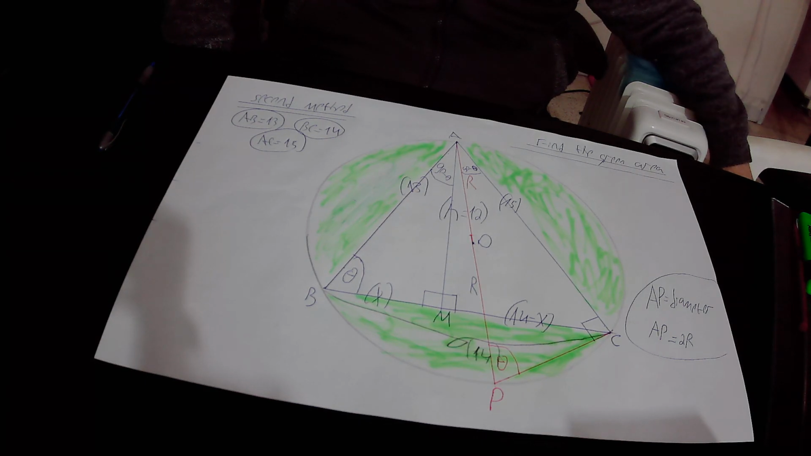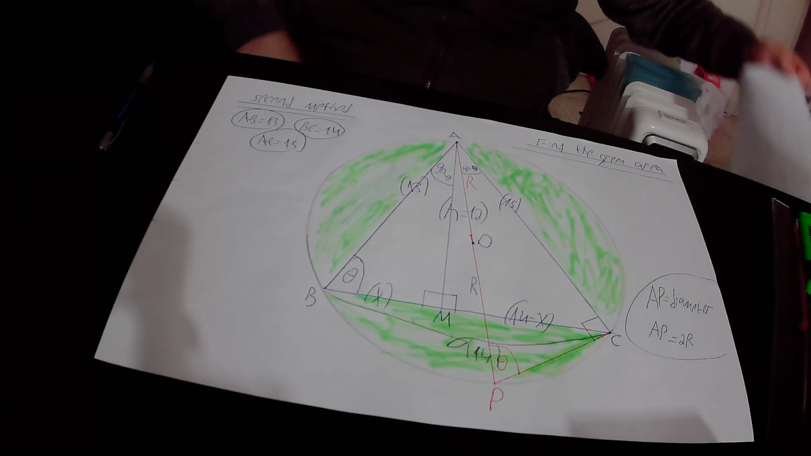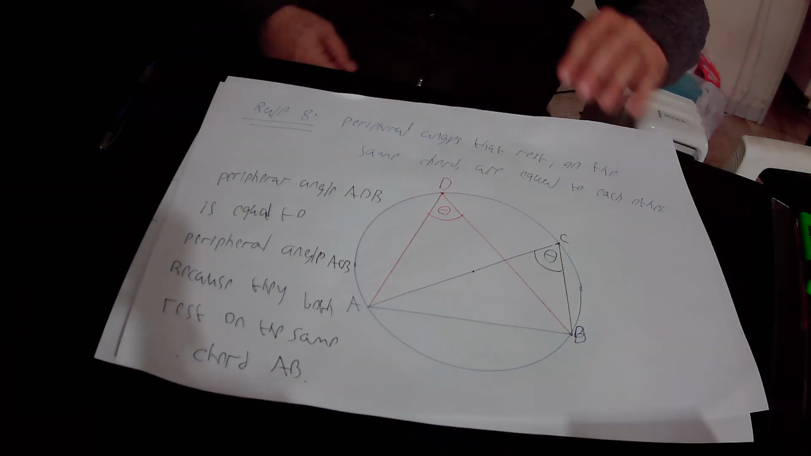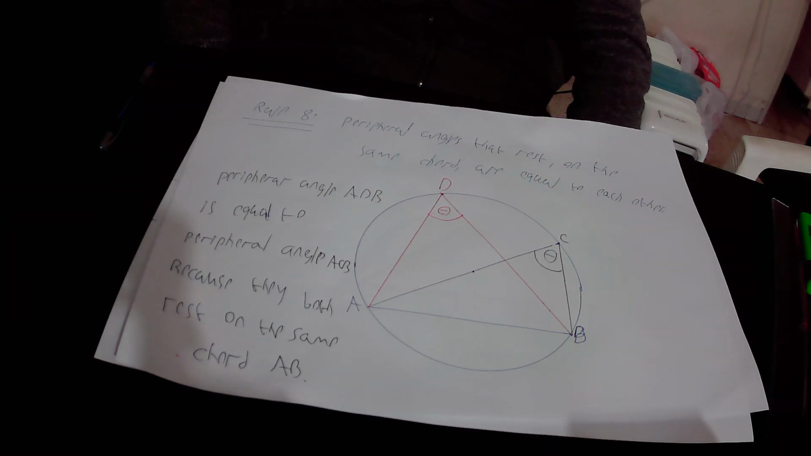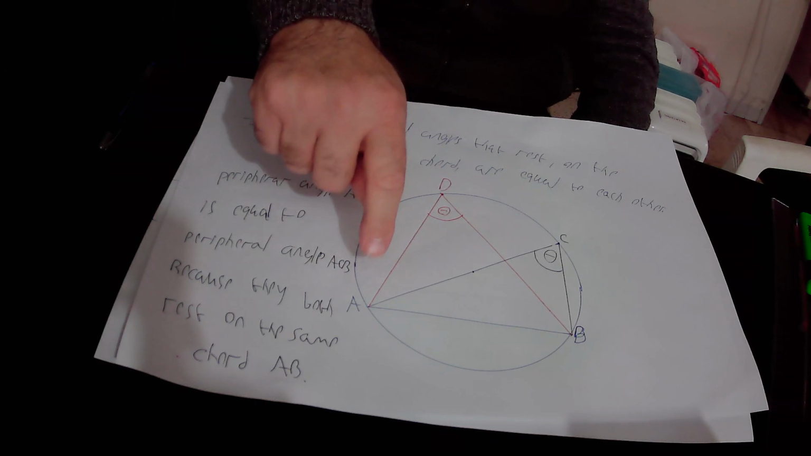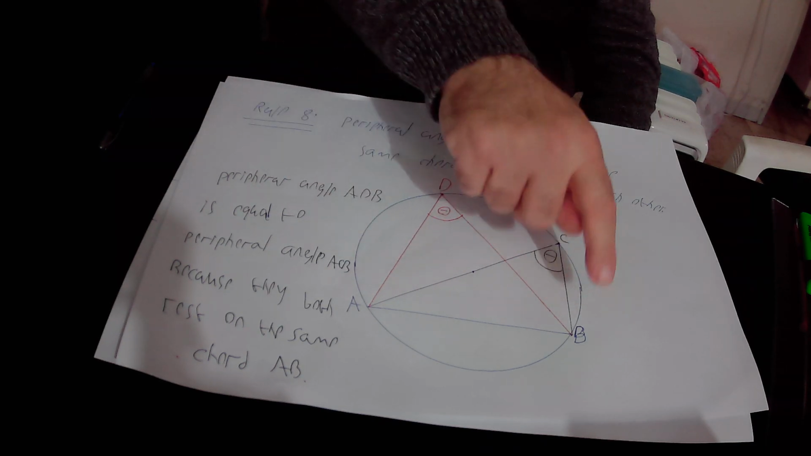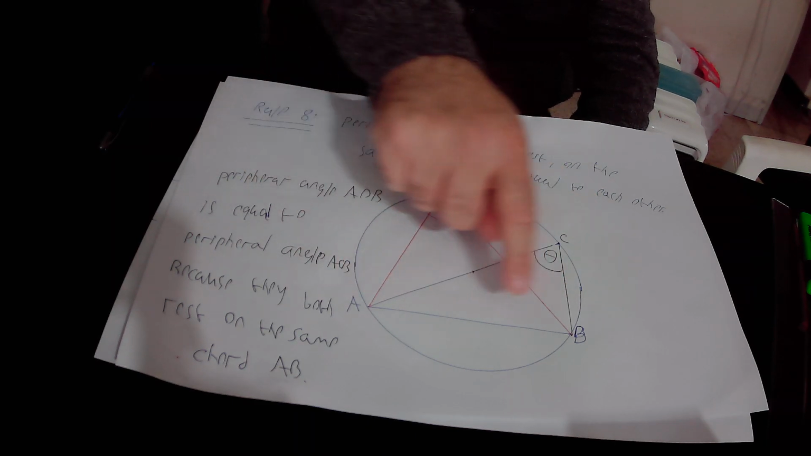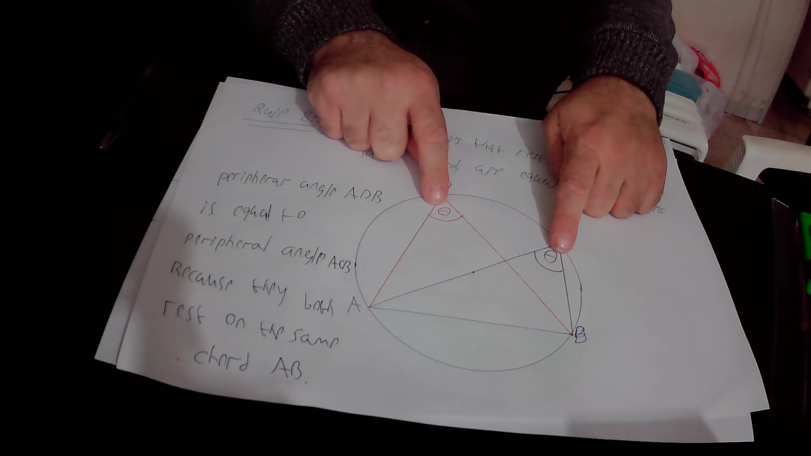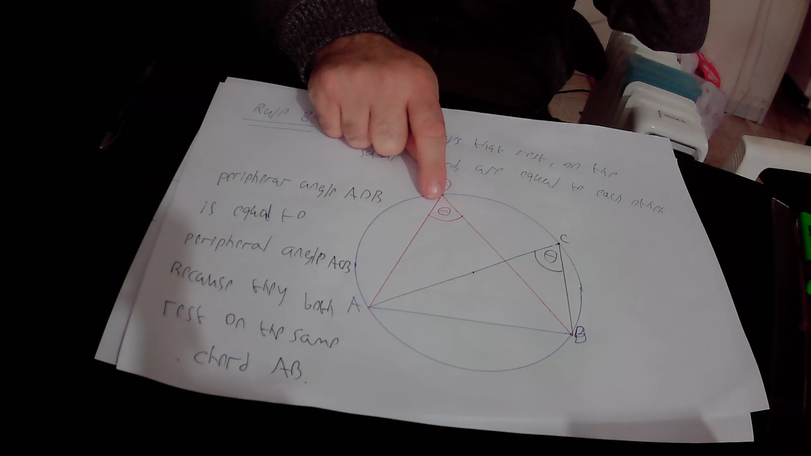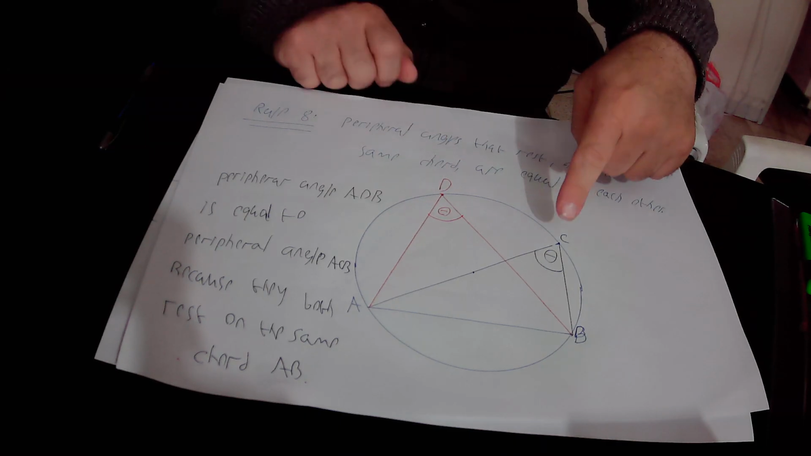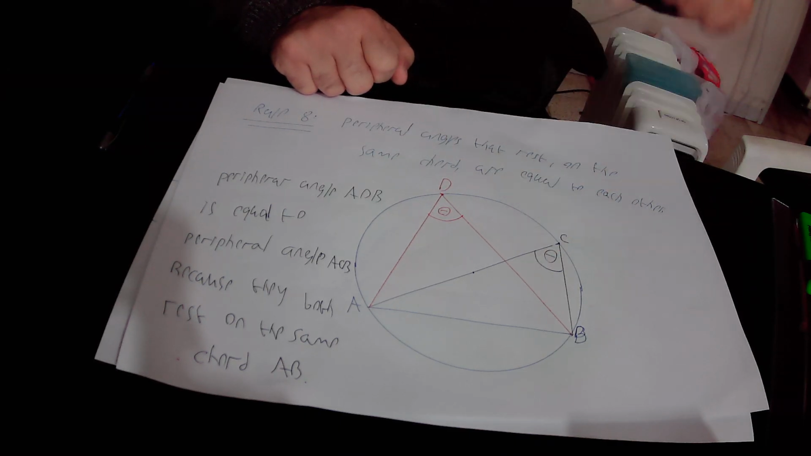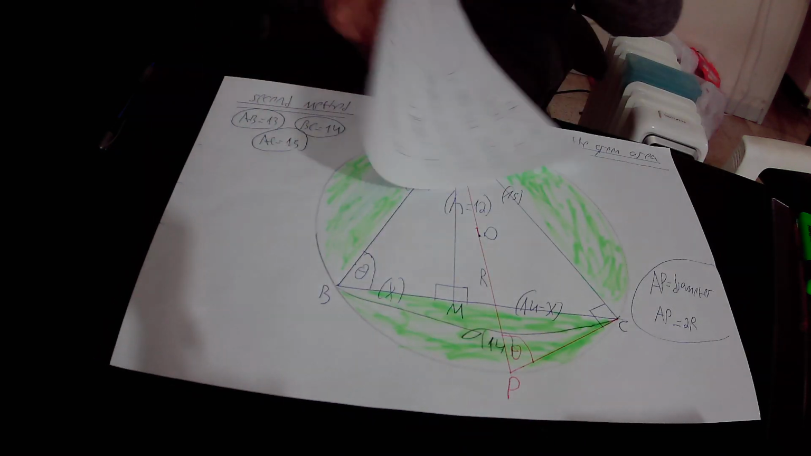Then I presented to you rule number 8 and implemented rule number 8 in our drawing. According to rule number 8, peripheral angles that rest on the same chord are equal to each other. Here we have in the drawing peripheral angle ADB that rests on chord AB, and we have another peripheral angle ACB that rests on the same chord AB. Therefore, those two peripheral angles that rest on the same chord AB must be equal to each other. That is to say, if this peripheral angle ADB equals theta, then the other peripheral angle ACB must also equal theta. We actually can implement rule number 8 in our drawing.